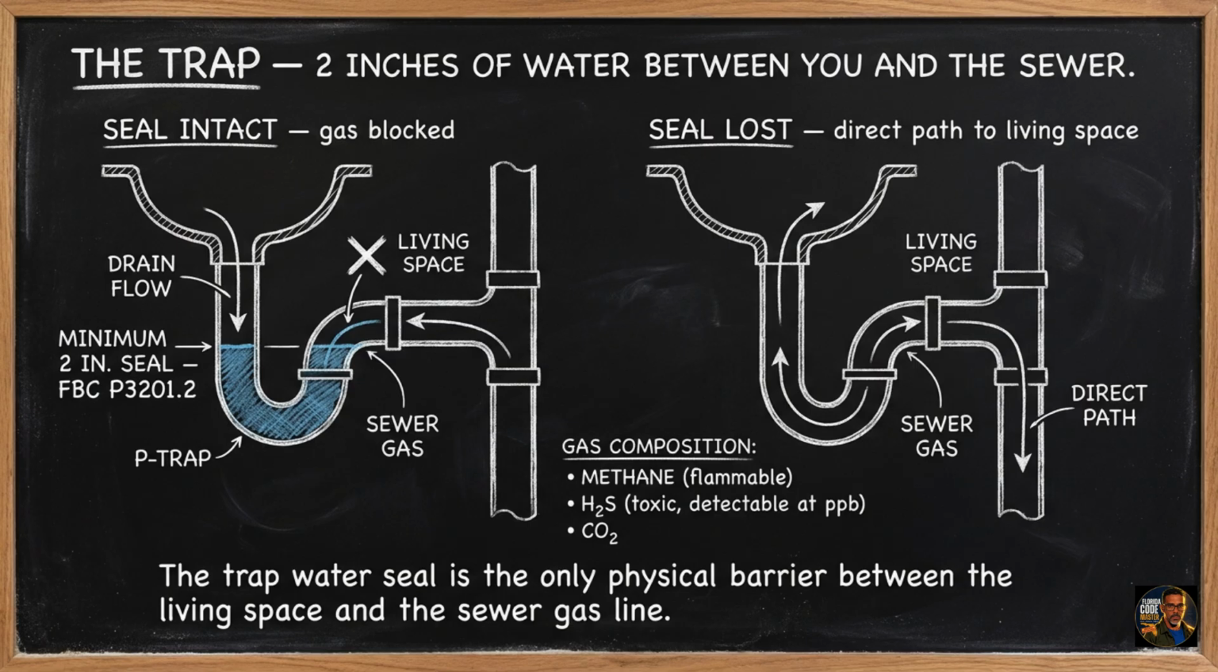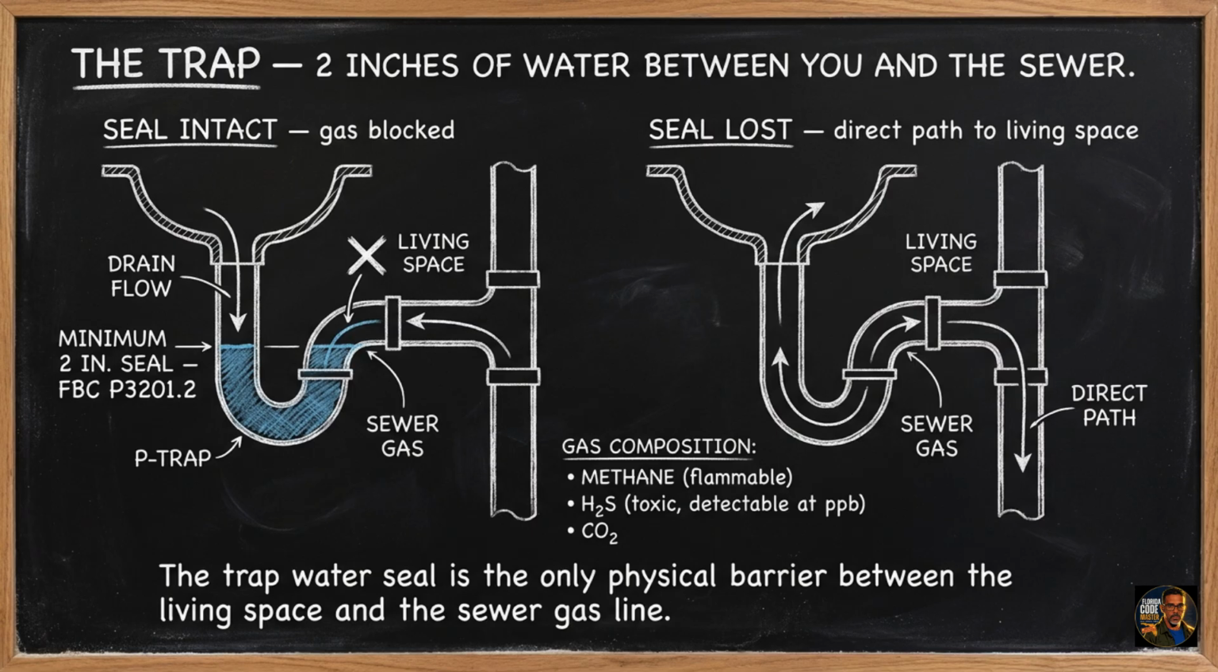A trap is the curved section of pipe below every fixture, the P-shape under your sink, the built-in trap inside every toilet. Its function is simple. It holds a standing reservoir of water that blocks the drain pipe from the sewer. That standing water is the only barrier between your living space and what is on the other side: methane, hydrogen sulfide, carbon dioxide. Gases that are detectable by smell at concentrations measured in parts per billion and become toxic or flammable at higher concentrations.